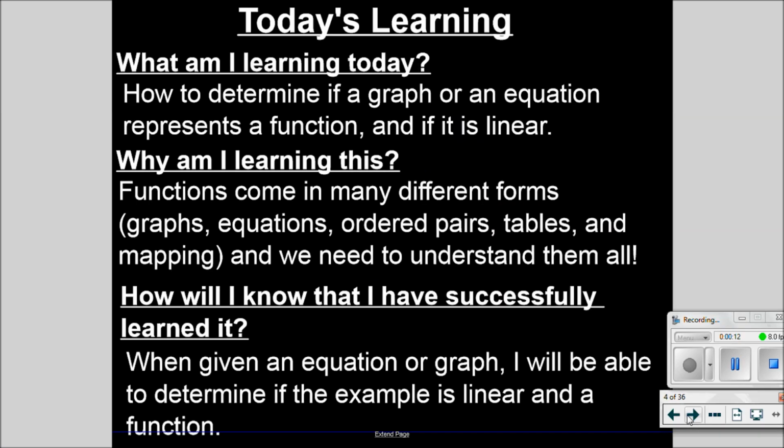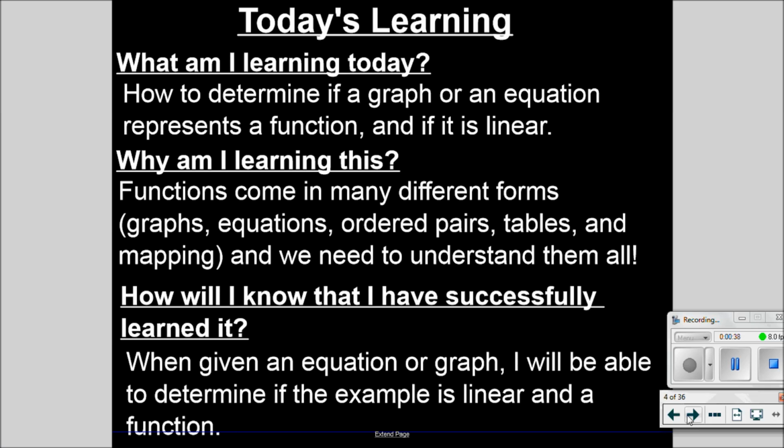So let's talk about what we're going to learn today, why we're learning it, and how you'll know if you've successfully learned it. What we're learning today is how to determine if a graph or an equation represents a function and if it's linear. We've already learned a little bit about functions from Mr. Schrog. We've talked about linear, that word means a straight line, in our other lessons in this unit. So we're just going to go a little deeper with it.